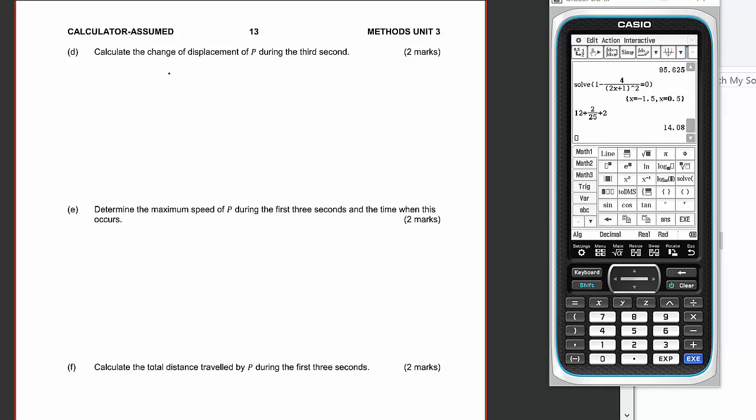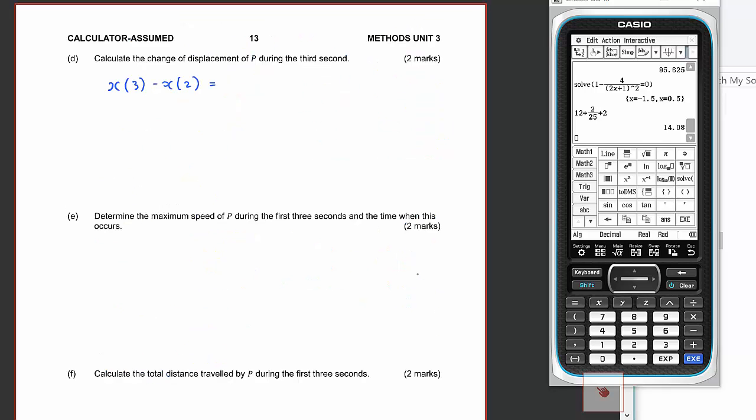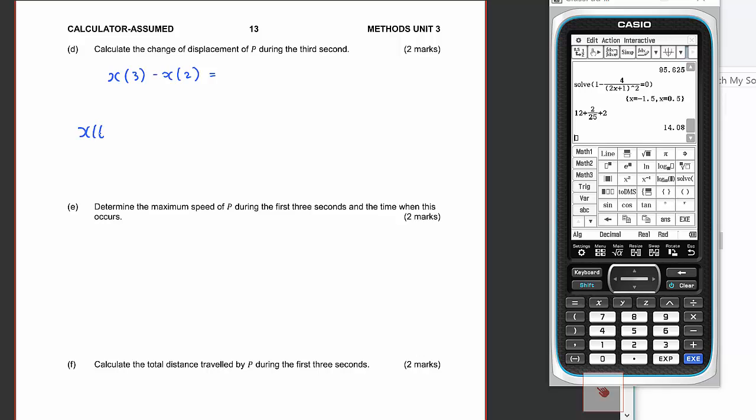Calculate the change of displacement of P during the third second. Now, the third second goes from t equals 2 to t equals 3. So what we're looking at here is x of 3 take away x of 2. Remember the expression is just here, t plus 2 over (2t plus 1) plus 2. So we know that x of t is t plus 2 over (2t plus 1) plus 2.